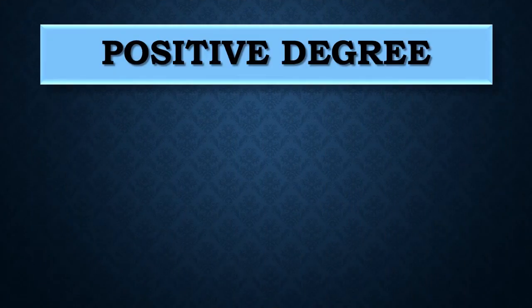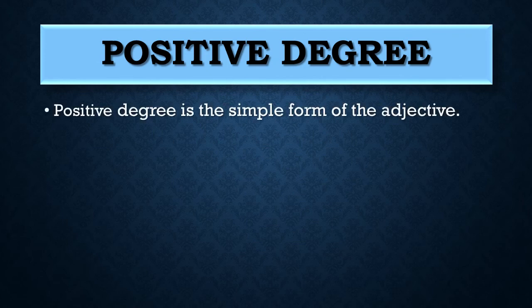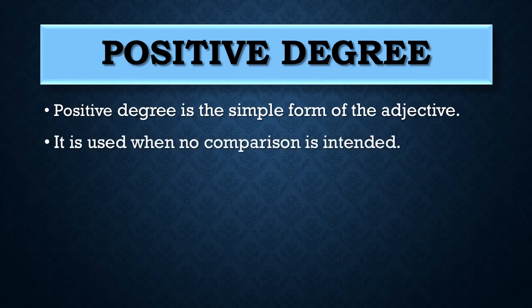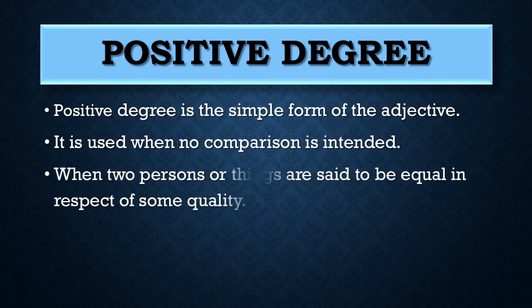The first one is positive degree. Positive degree is a simple form of the adjective. It is the simplest one compared to the other two. It is used when no comparison is intended and also when two things or people are said to be equal in respect of some quality.